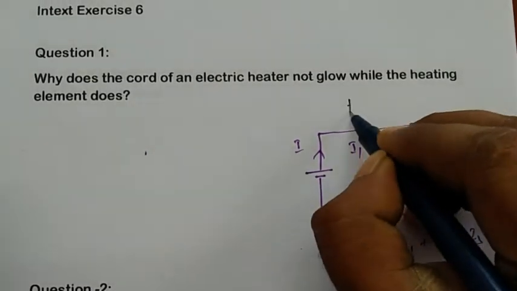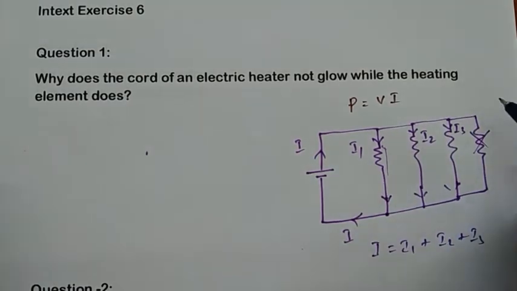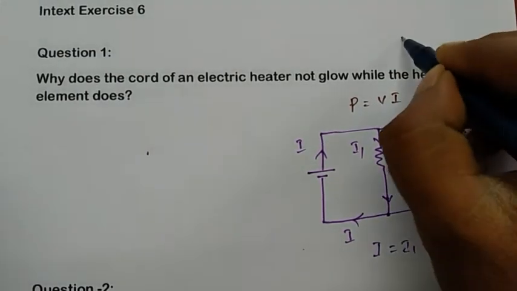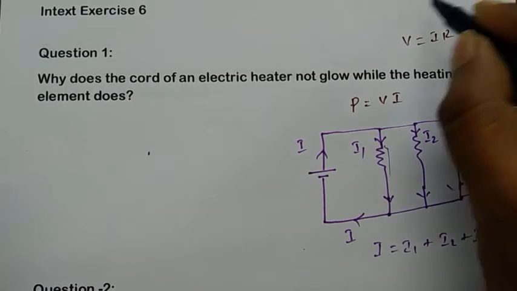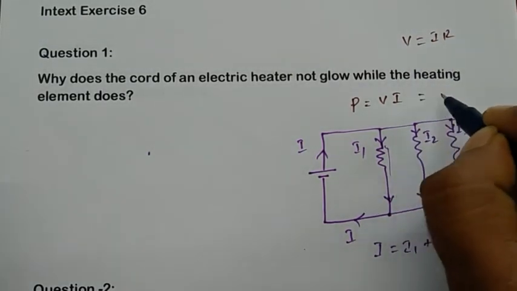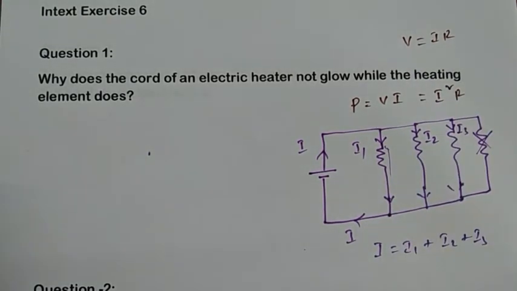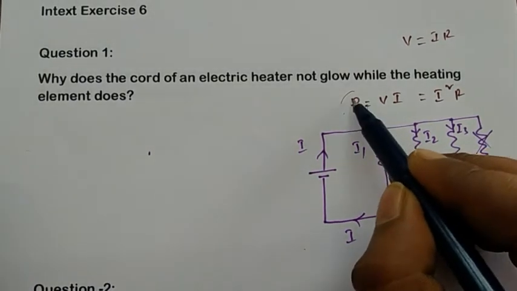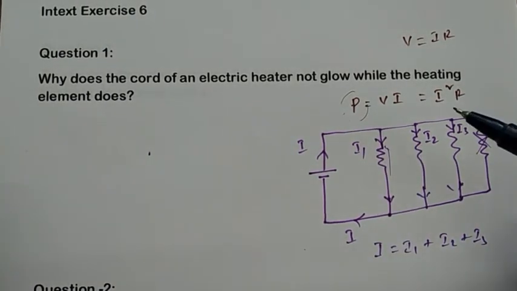Why? The power formula is P is equal to VI, and by Ohm's law V is equal to IR. Using this formula, writing V in terms of IR, I square R will come. That means power dissipation or power usage depends upon the current drawn times the resistance.